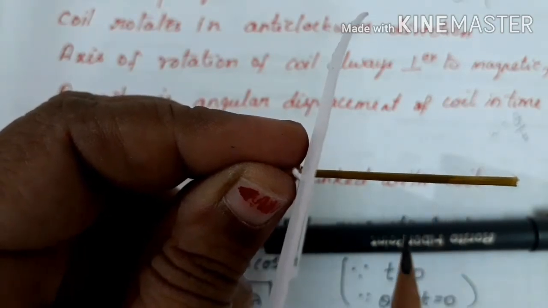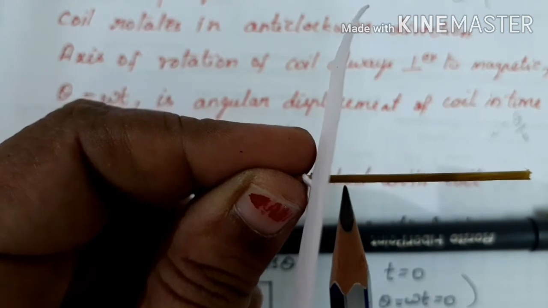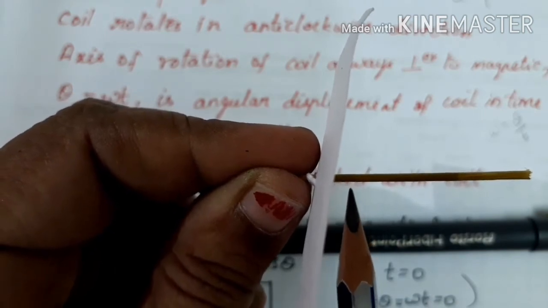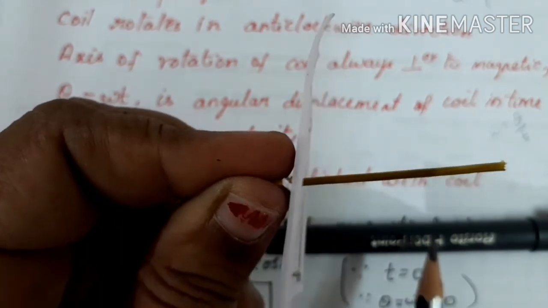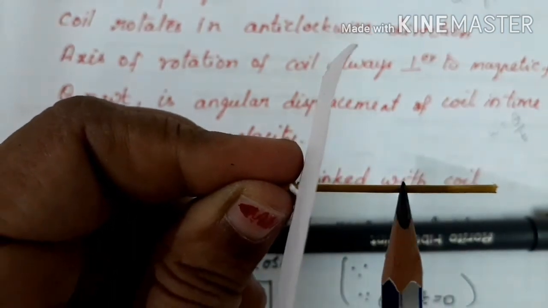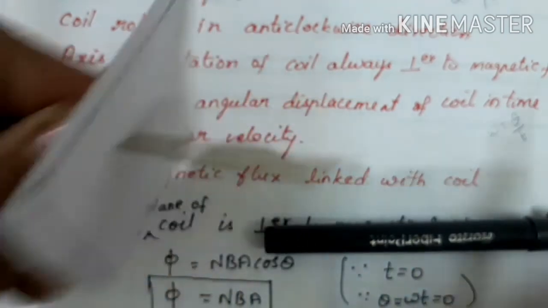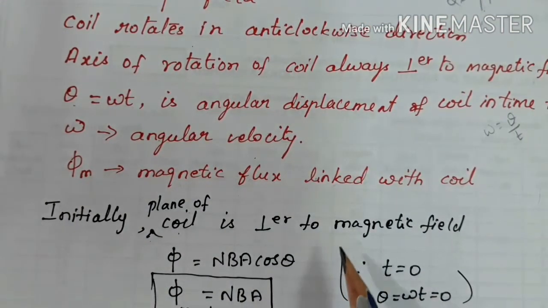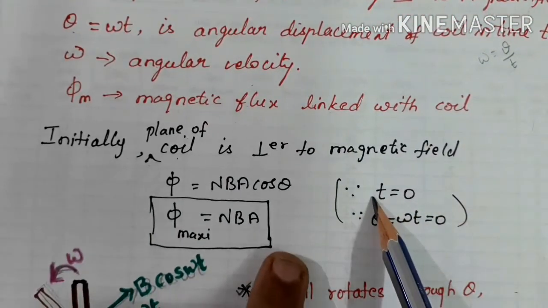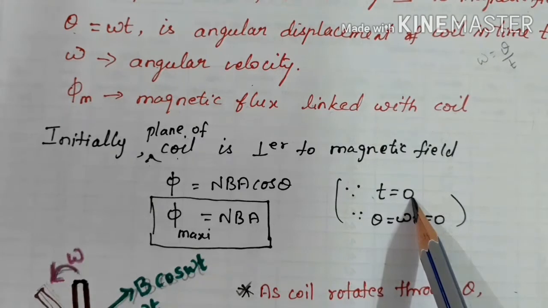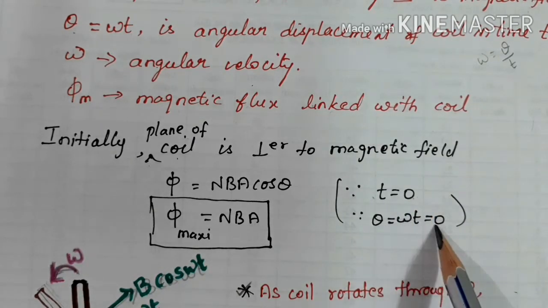But the angle between these two, the A vector and the B vector, is 0. Simply by looking at the word perpendicular, you should not write 90 degrees, children. The plane of the coil is perpendicular to the magnetic field, but the angle between the A vector and the B vector is 0 degrees. Make it clear. So initially the plane of the coil is perpendicular to the magnetic field. So t will be 0 because it is the initial position. t is 0, omega t, that is theta, will also be 0, right?